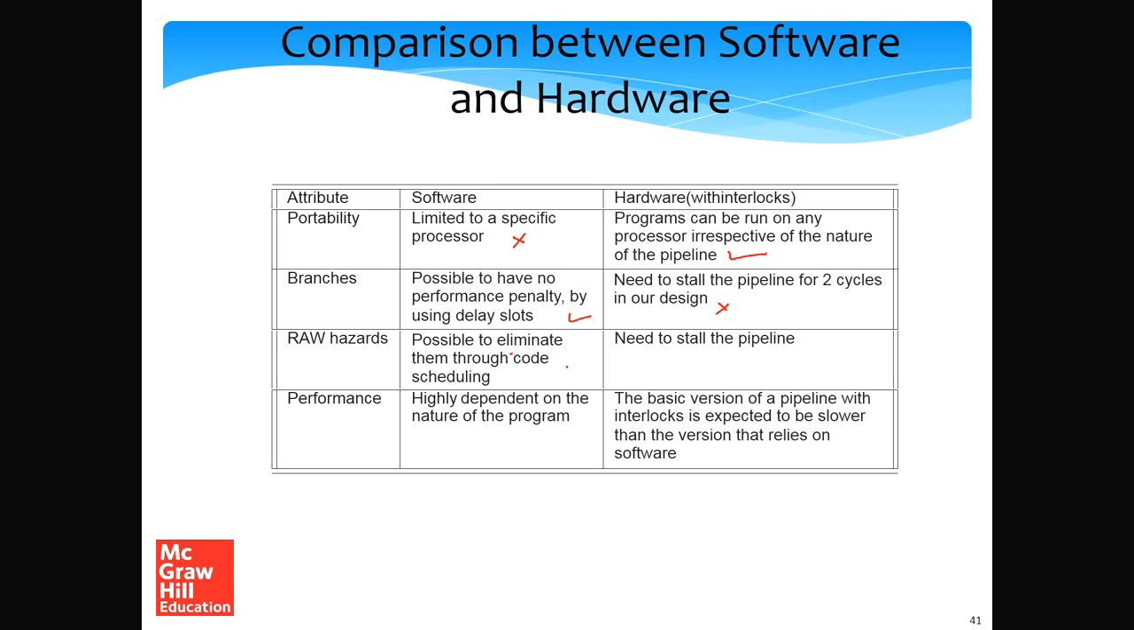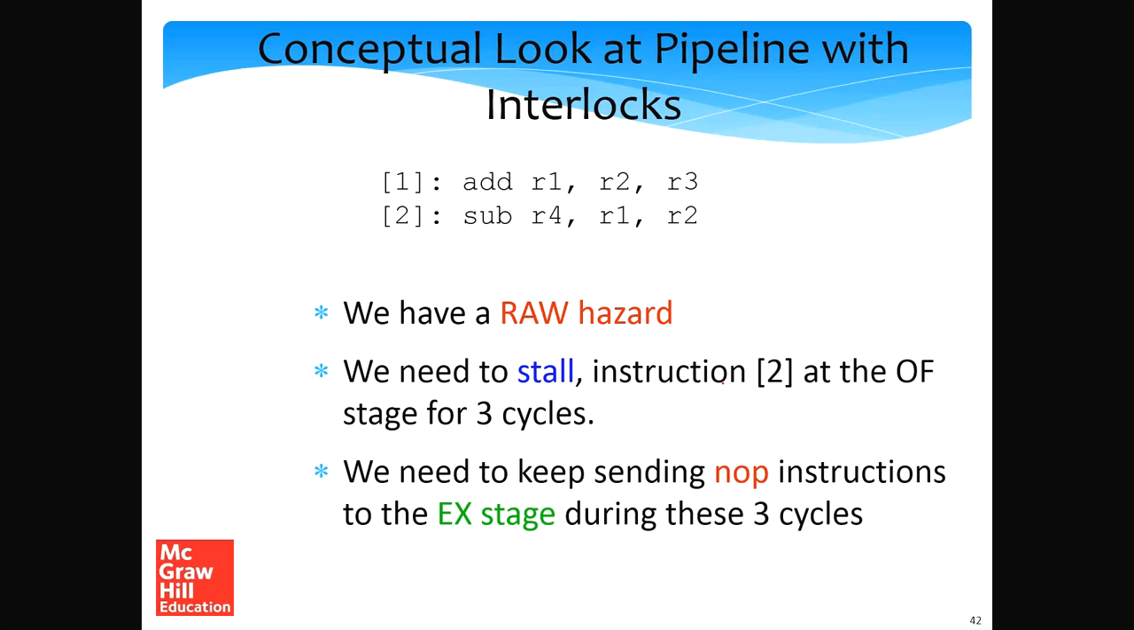Through code scheduling, it is possible to eliminate RAW hazards. In our case, we need to stall the pipeline, so it's a bad idea. In terms of performance, software approaches are highly dependent on the nature of the program. And in terms of hardware with interlocks, as we have said, a very basic version is expected to be slower than software, but we'll improve it and try to make it faster than software. But let's at least look at the basic idea behind hardware interlocks.